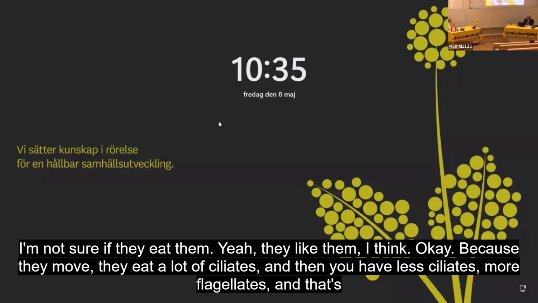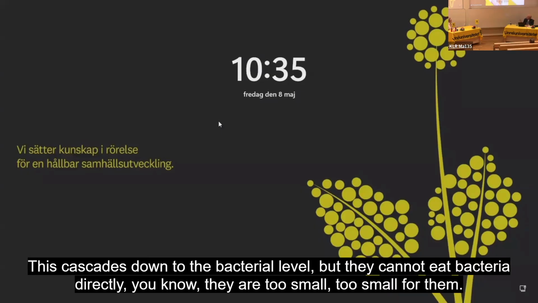Okay. Because they move, they eat a lot of the ciliates, and then you have fewer ciliates, more flagellates, and that's how this cascades down to the bacterial level. But they cannot eat bacteria directly. They are too small for them.